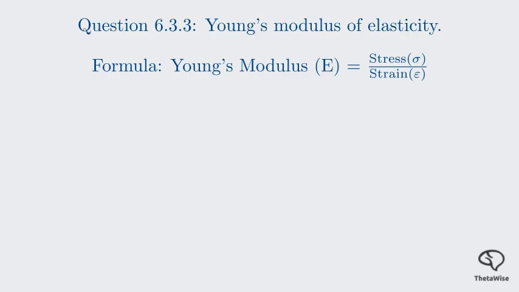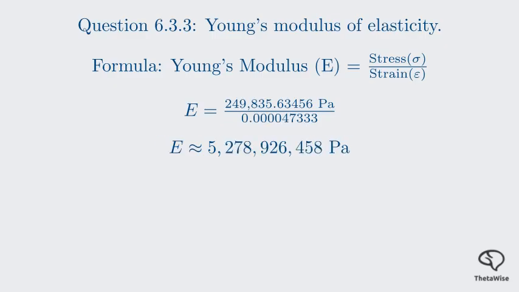289,835.63456 pascals divided by 0.004733. The result is approximately 5,278,926,458 pascals. Notice that the unit for Young's modulus is the same as stress, pascals or newtons per square meter. The memo presents its answer in gigapascals and shows a value of 5.279 gigapascals.